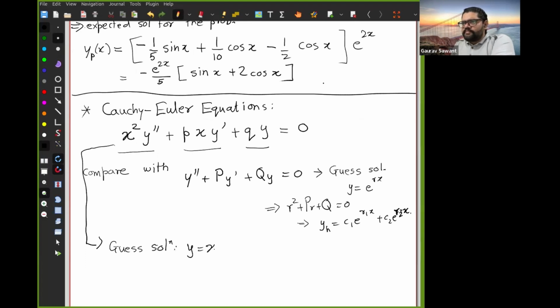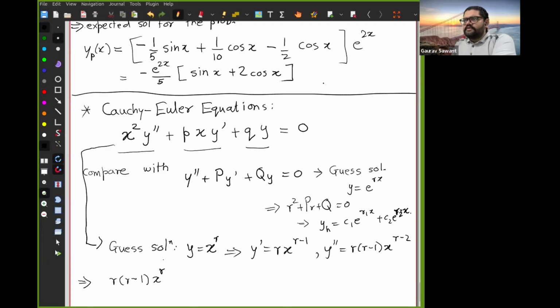So y is equal to x power r. Y is equal to e power rx. Okay. And then correspondingly, if I substitute y equal to x power r, I have y dash is equal to r x power r minus 1, y double dash is r into r minus 1, x power r minus 2.